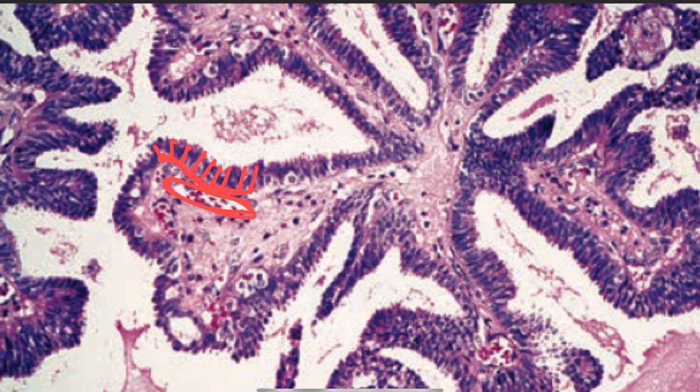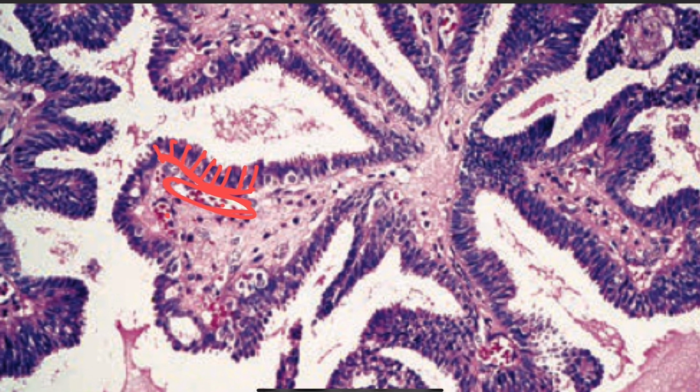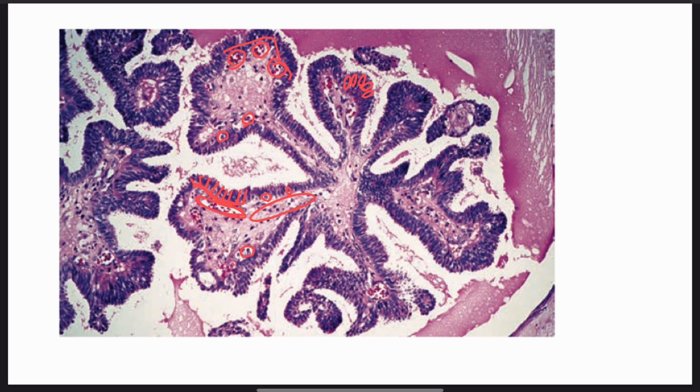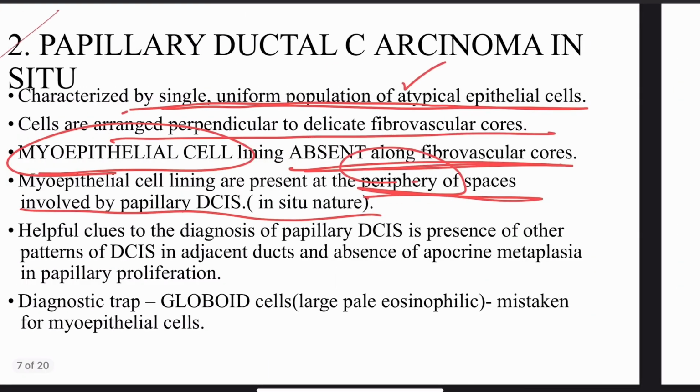For example, away from this is the fibrovascular core. This area does not have any fibrovascular core. You can find this myoepithelial cell here, myoepithelium cell. At the periphery of the spaces, you find these myoepithelium cells. So the myoepithelium cell lining is present at the periphery, but not along the fibrovascular core.